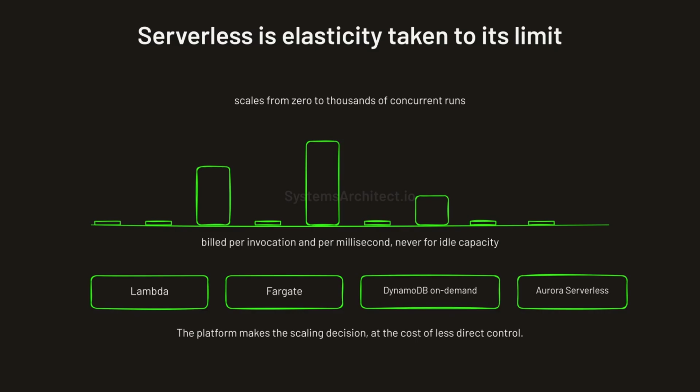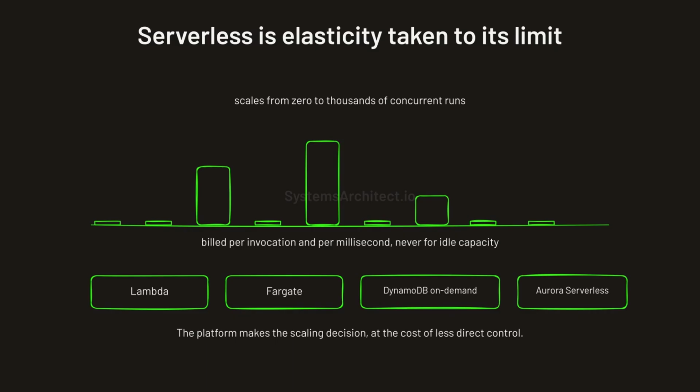Lambda functions are the purest expression of elasticity, scaling from 0 to thousands of concurrent runs while you are billed per invocation and per millisecond. Never for idle capacity. What about containers instead of functions? Fargate applies the same idea to containers. It removes the underlying servers from your management entirely.